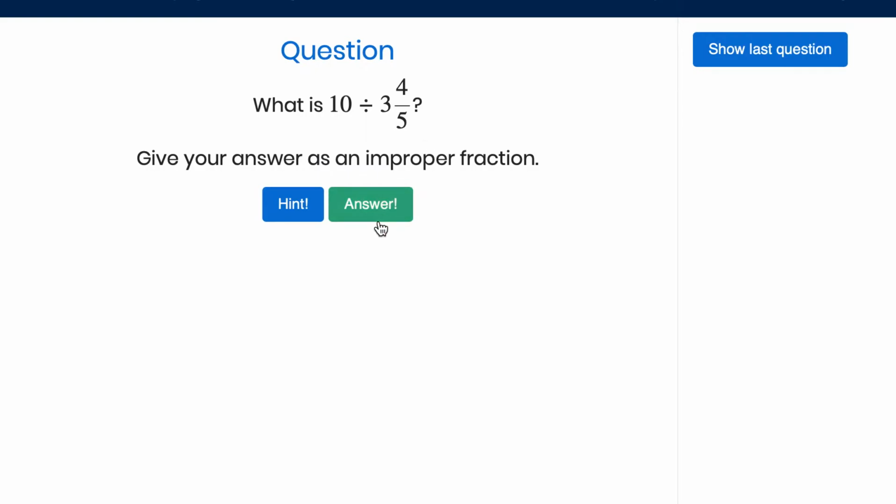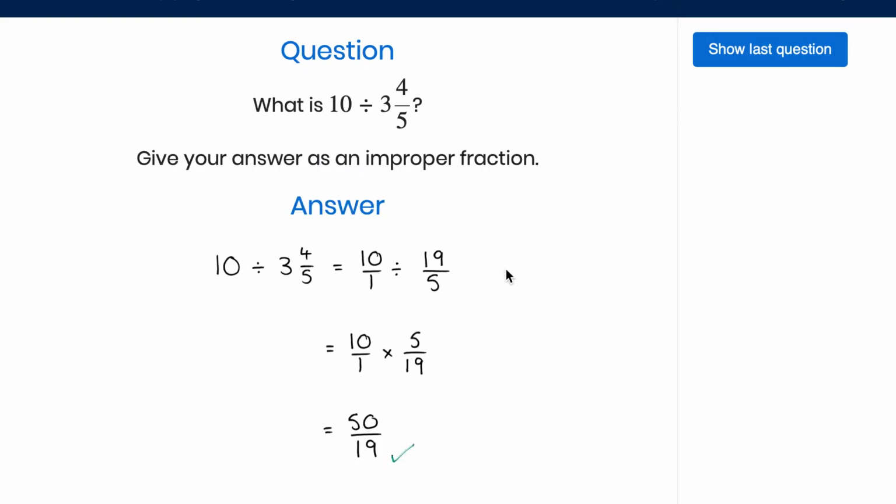Now, as mentioned a few moments ago, the key step here is to change the mixed number to an improper fraction first. Then we can apply our method from the last two questions. So, 3 and 4/5 is the same as 19 over 5, because we do 3 times 5 first to get 15, and then 15 plus 4 to get a numerator of 19. While the denominator of 5 stays the same.